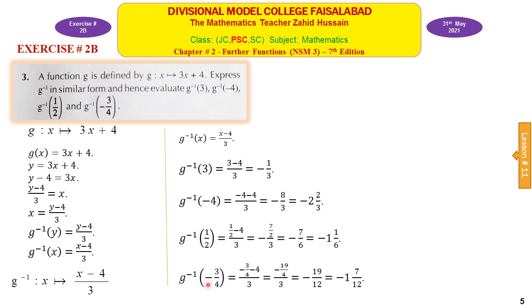G inverse minus 3 by 4 is equal to minus 3 by 4 minus 4 over 3. Simplifying, we will get minus 1 and 7 by 12. So the function was given. You are asked to find the inverse function. After finding the inverse function, you are asked to find the values of that inverse function at various values of x, and we have done this like this.